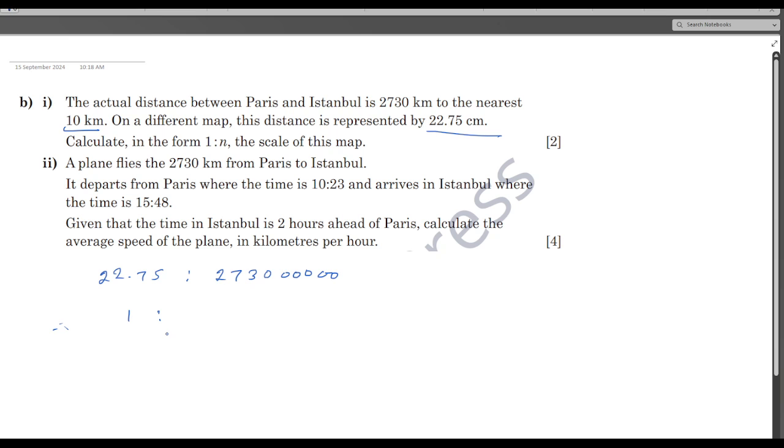Now 2730 divided by 22.75, we get 120. So it is 120.00000. So it is 1 ratio 12,000,000. Okay, so this is your scale.